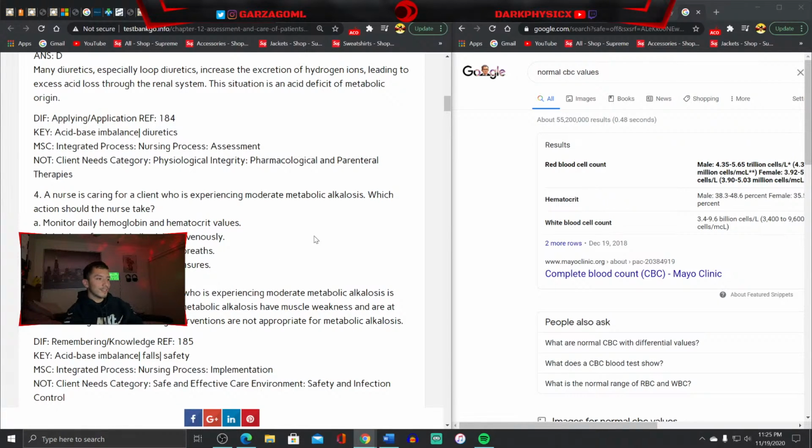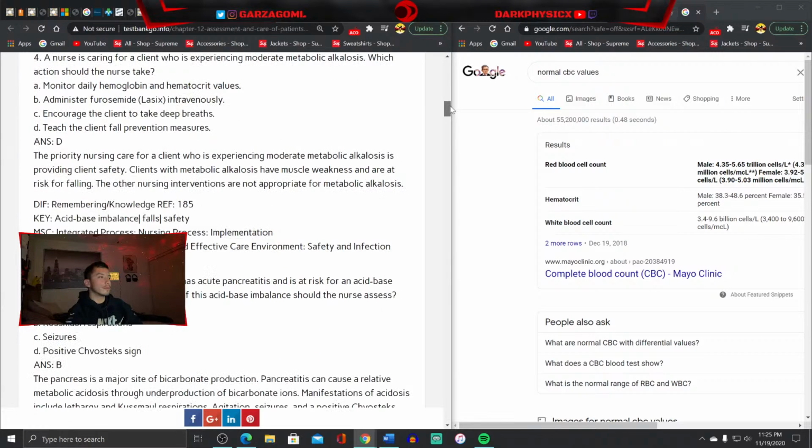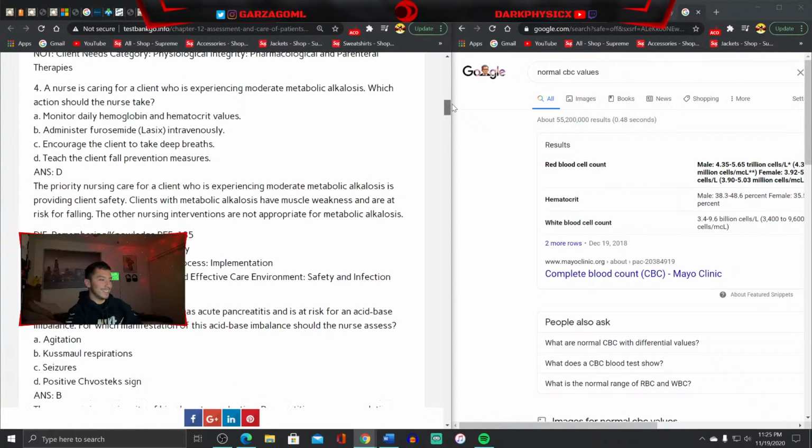Priority nursing care for the client experiencing moderate metabolic alkalosis is safety: muscle weakness, risk of falling. Doesn't say that it's potassium and calcium, but I'm pretty sure it's because of that. Oh, damn it, I saw it. B. Damn, I know this one too.